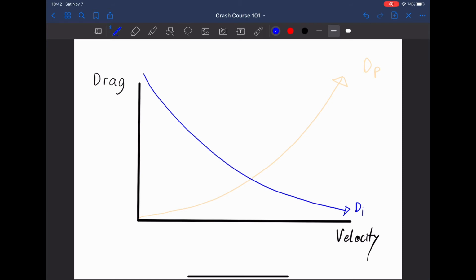If it isn't obvious from the graph, induced drag is the inverse of parasitic drag, so it tends to be greater at lower velocities, and as you increase velocity, it tends to decrease.